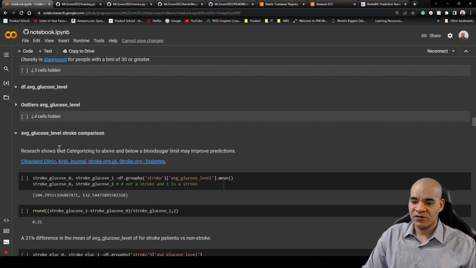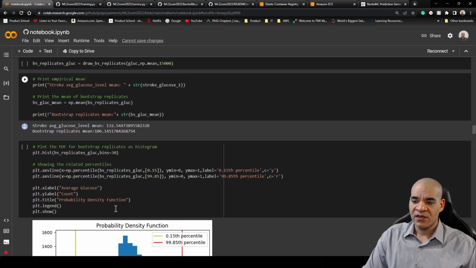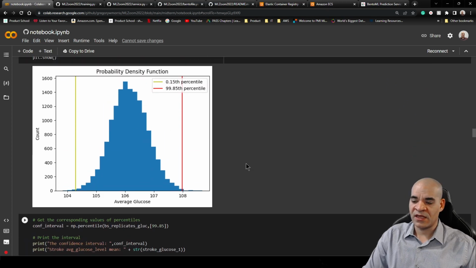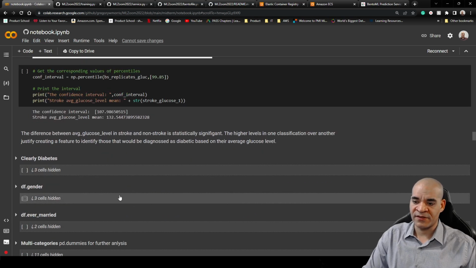Average glucose, I assumed that it might be higher, and sure enough, it was. Stroke positive patients were significantly higher. However, just to keep with the rigors of it, I again bootstrapped it just to double check, and again, 99.7% of the data. And this one was just so far out. This was just more proof to myself. You knew just looking at it.